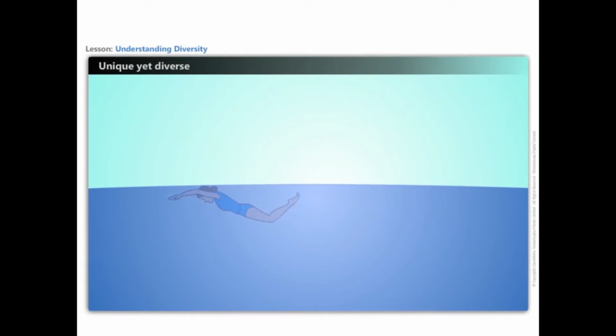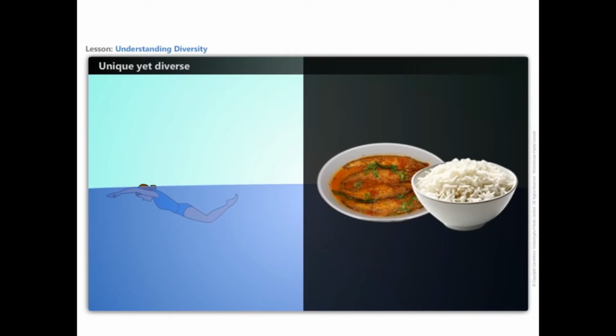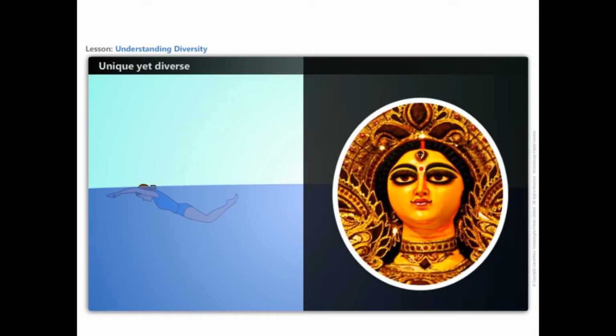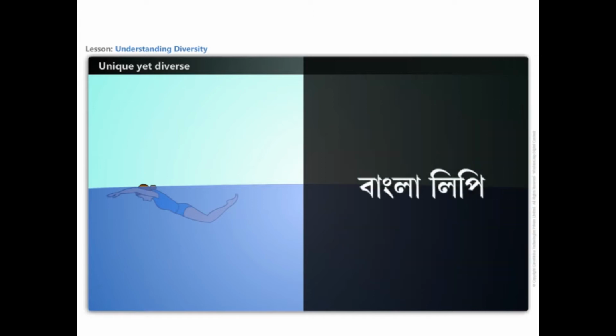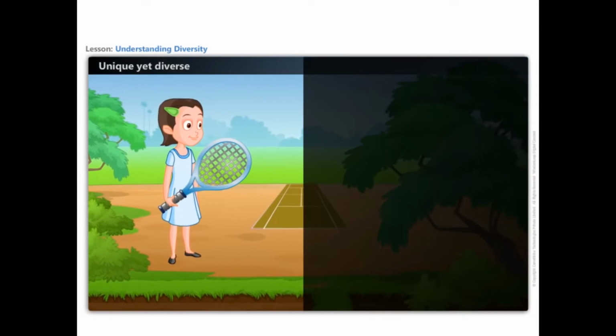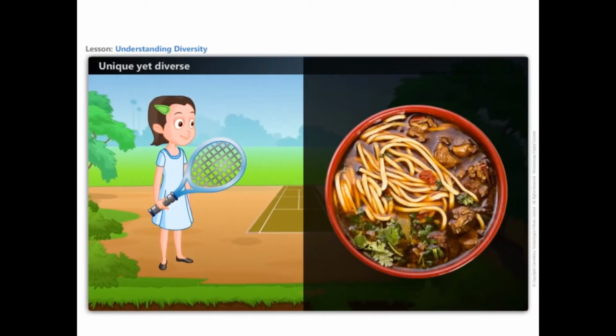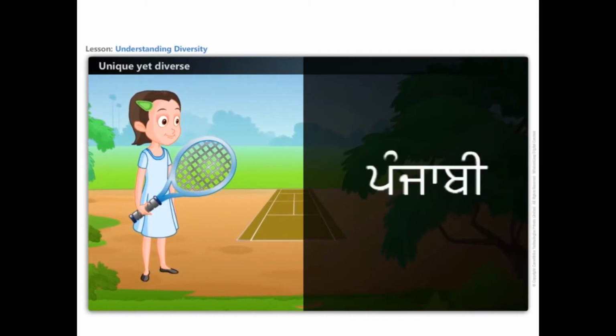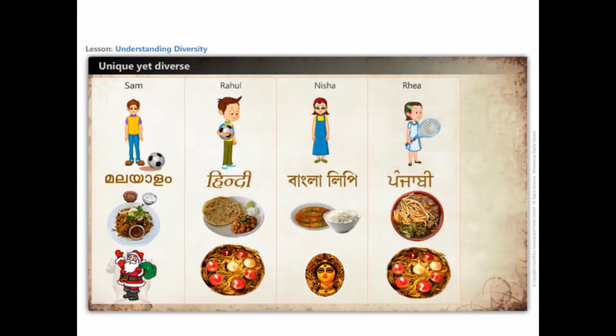Nisha loves swimming. Her favorite food is rice and fish curry. For her, Durga Puja is the most important festival and she speaks Bengali at home. Ria loves to play tennis. She likes to eat Chinese food. Her most important festival is Diwali and she speaks Punjabi at home.